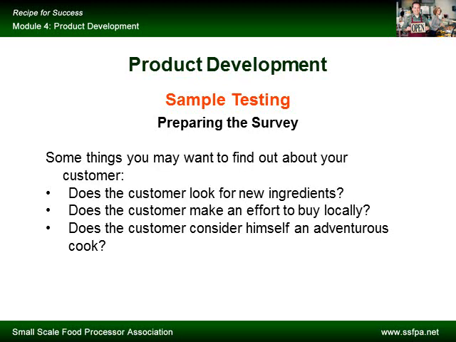Some things you may want to find out about your customer that is specific to food products. Does the customer look for new ingredients? Does the customer make an effort to buy locally? Does the customer consider himself an adventurous cook? To learn more about writing a questionnaire, research the internet and look at the links and resources at the end of this module.